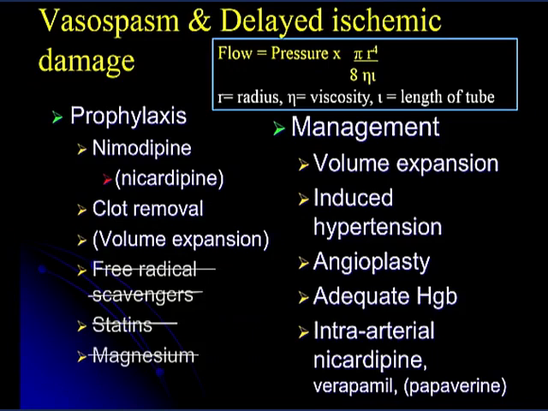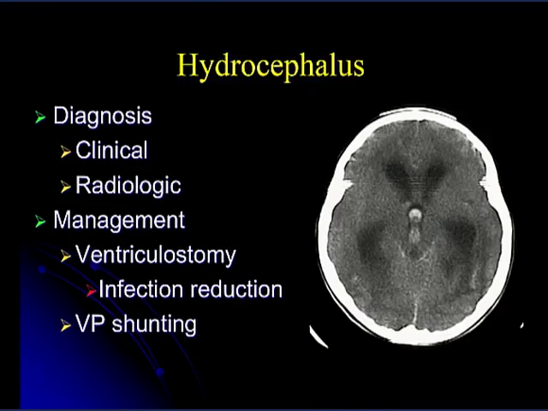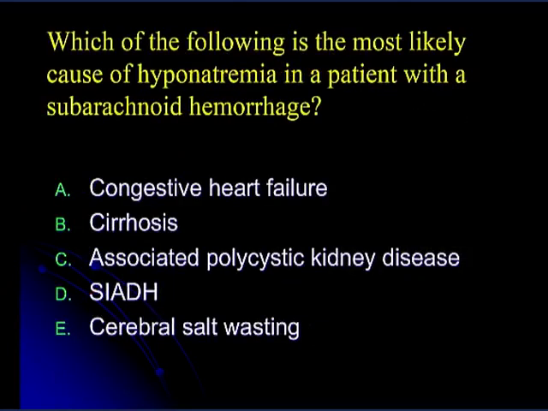So that's our HHT, or the hypertensive hypervolemic therapy that we use in patients. We need to be worried about hydrocephalus, looking clinically for altered mental status, getting the imaging, and then getting the surgeon there to put in a ventriculostomy, and sometimes they need long-term VP shunting.